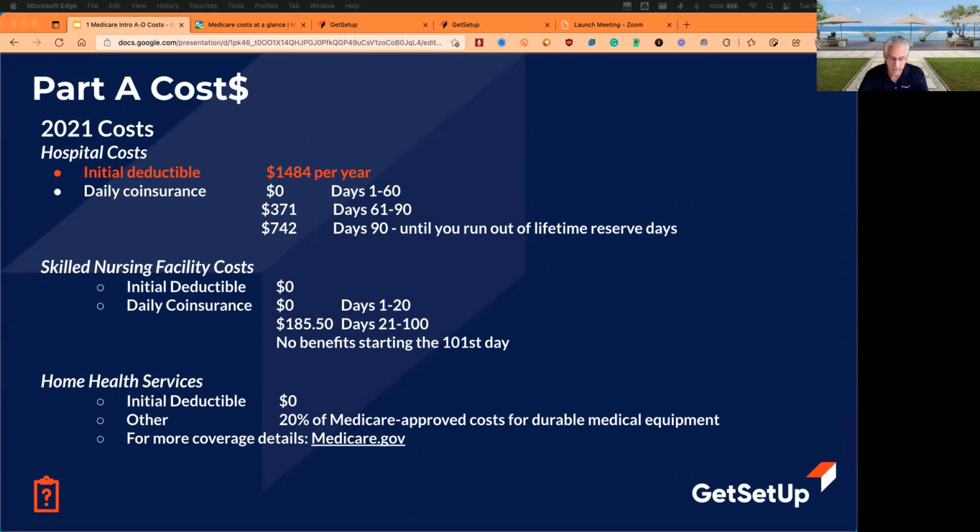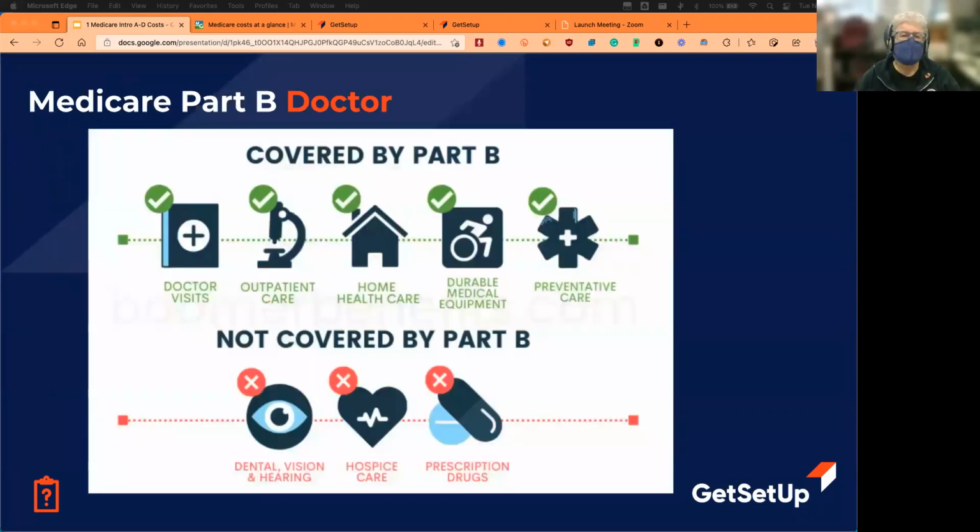Any questions on that? Just so we're clear, any questions on Part A? That is the hospital cost. Yes, I have one. Those amounts that you listed, those are daily costs, right? Correct, yes.